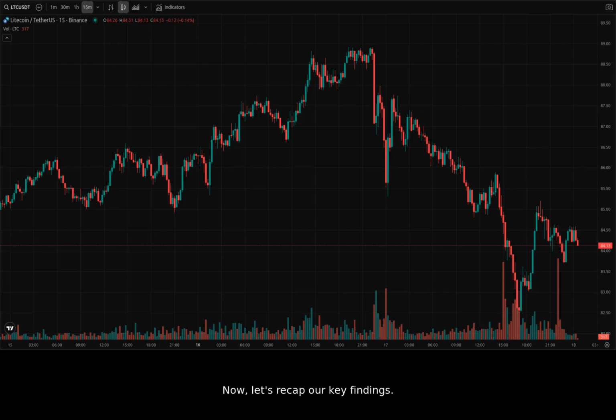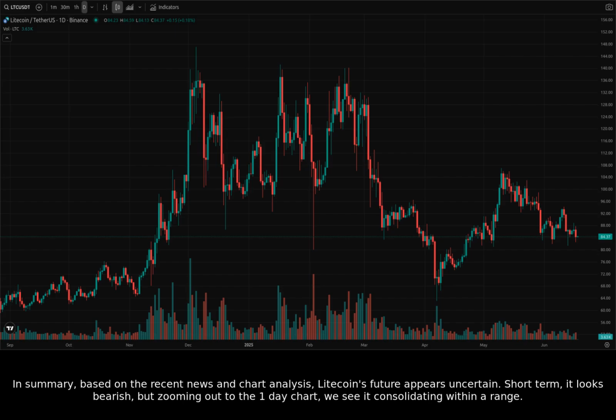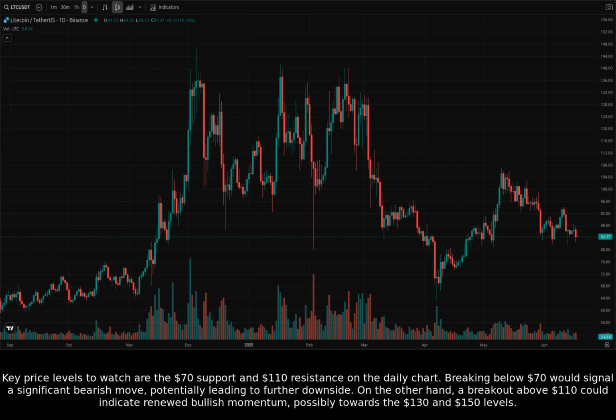Now, let's recap our key findings. In summary, based on the recent news and chart analysis, Litecoin's future appears uncertain. Short-term, it looks bearish, but zooming out to the one-day chart, we see it consolidating within a range. Key price levels to watch are the $70 support and $110 resistance on the daily chart.